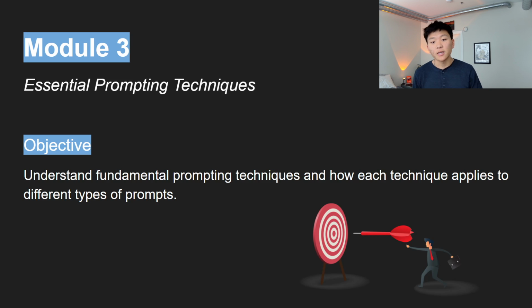Okay, Module 3 is essential prompting techniques. In this one, we're going to dive into the essential prompting techniques to make your prompts more precise and effective for AI agents. Role prompting.